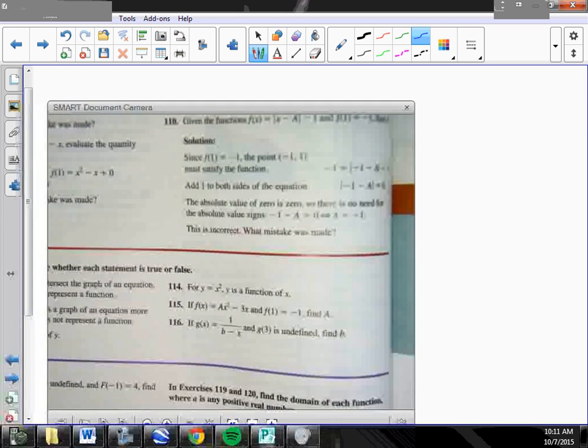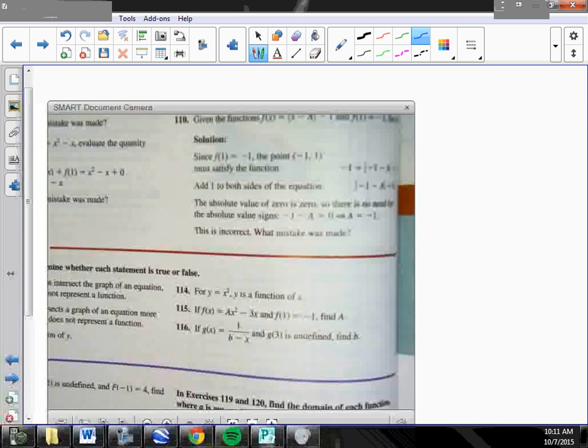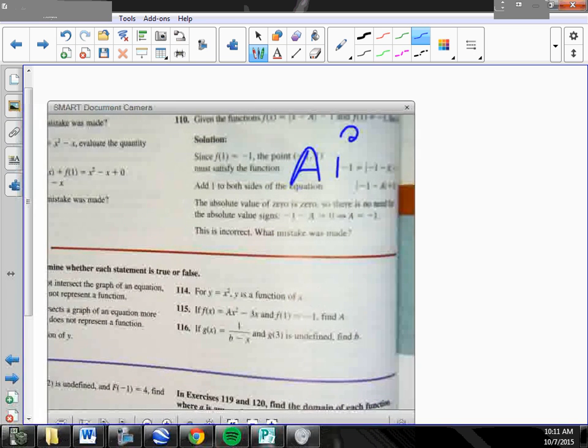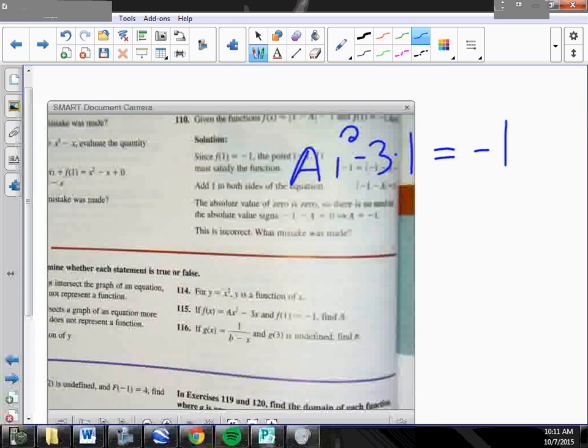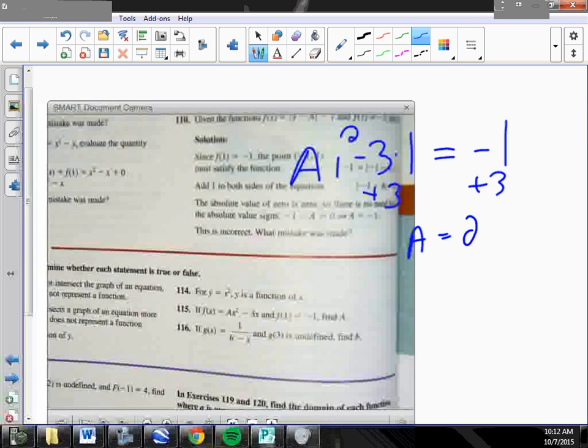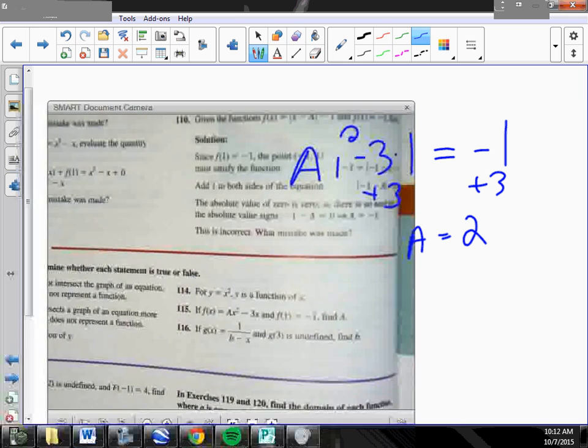Okay, and then the next two, they're not true or false statements. I don't know why they did it. But it says when you plug in 1, a times 1 squared minus 3 times 1 equals negative 1. What value of a makes that true? So you're going to add 3, and you get a equals 2. Okay?